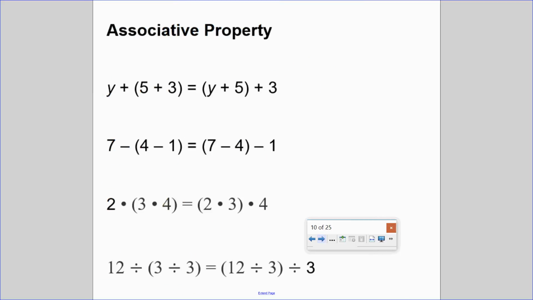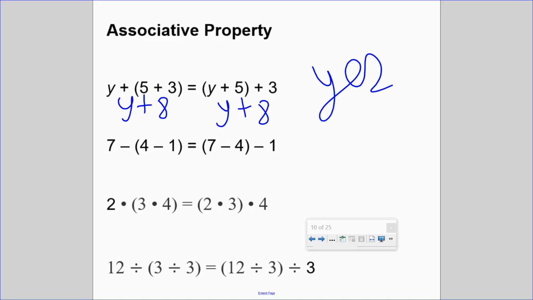So what about associative? Do you think it applies the same as commutative? When you add and multiply, it doesn't matter if it's the first, second, or third term. Let's see, y plus 5 plus 3. We can't add the y, but we can add 5 and 3, so it's y plus 8. If you do not trust me, substitute the variable y with 2. 2 plus 8 is 10. 2 plus 5 is 7, plus 3 is 10.